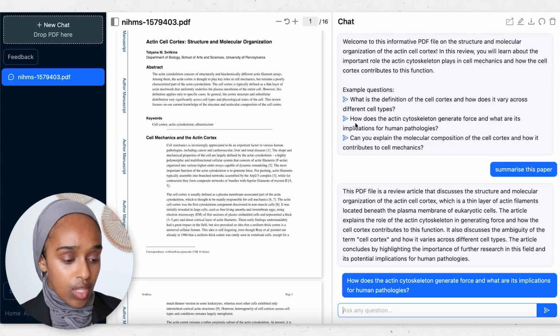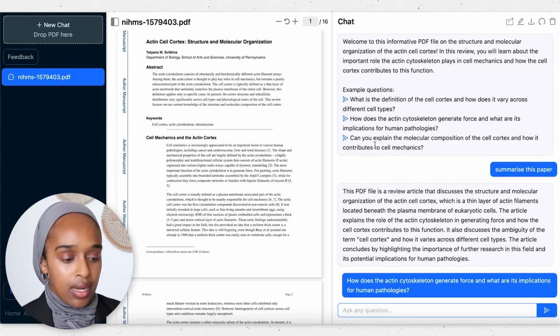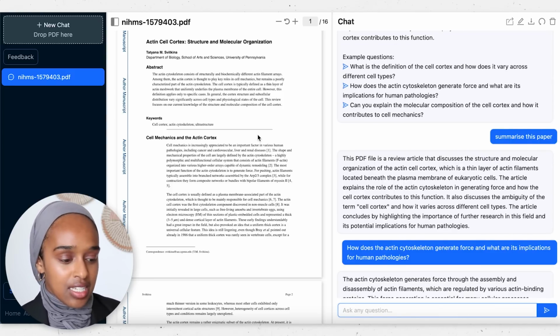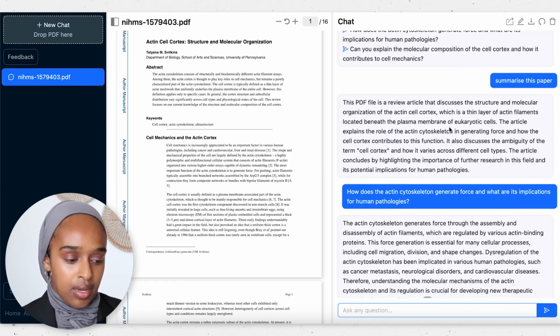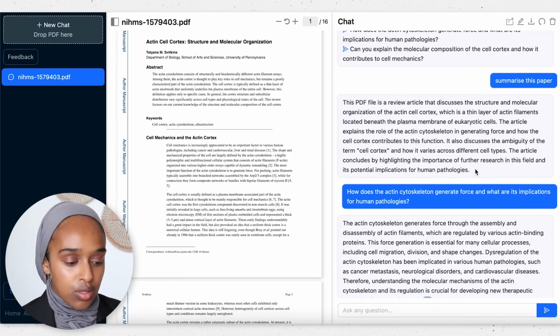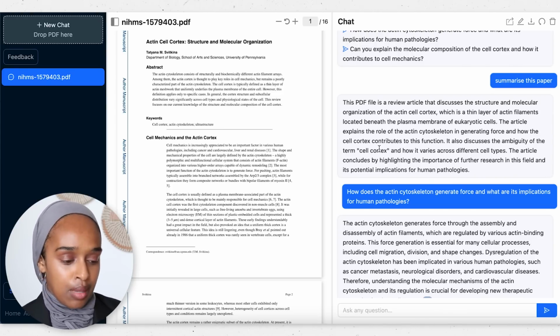One it's asked is, how does the actin cytoskeleton generate force and what are its implications? So it's actually picked out some interesting questions for me to think about for this paper, even if I hadn't necessarily asked any questions yet. So I said, summarize this paper, and it gave me a good summary, reviewing what it's about and what the article explains and discusses and how it concludes. So I really like that. I think it's a great summary.